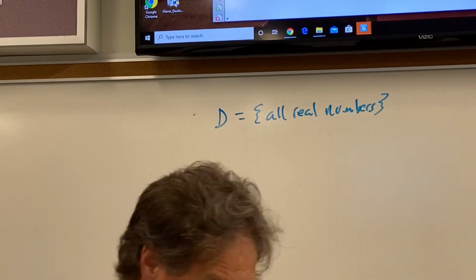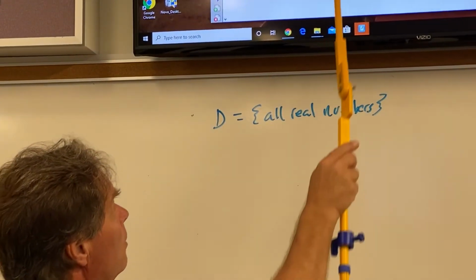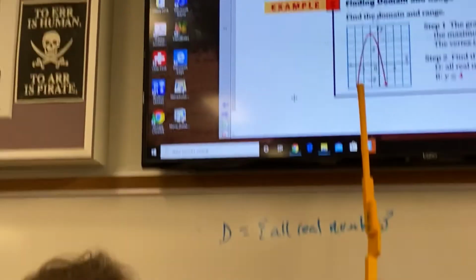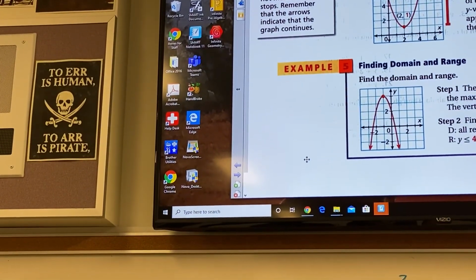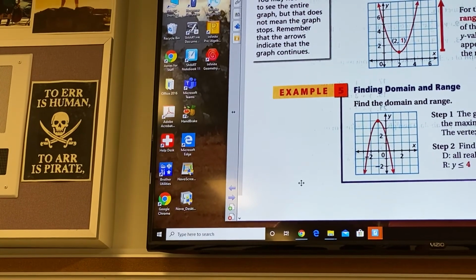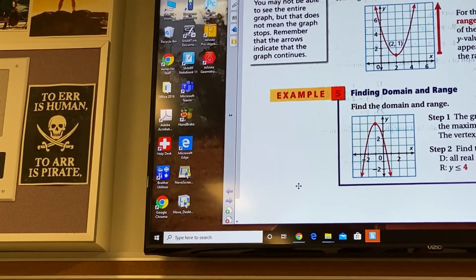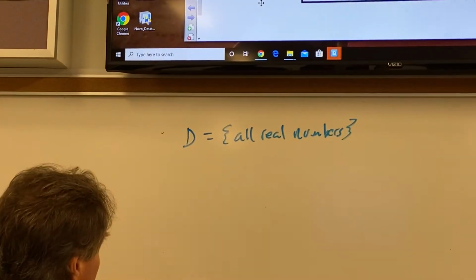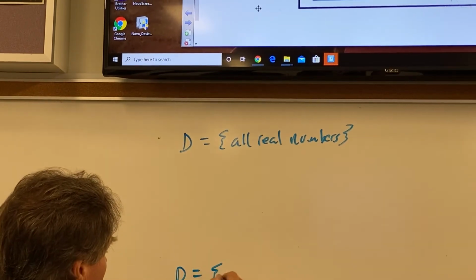And so take a look at the one that opens down, right? See these arrows right here? That means it goes infinity down this way, but it's always getting a little bit wider and a little bit wider. So it's also going to have all real numbers. Okay, so the domain of that one is going to be all real numbers.